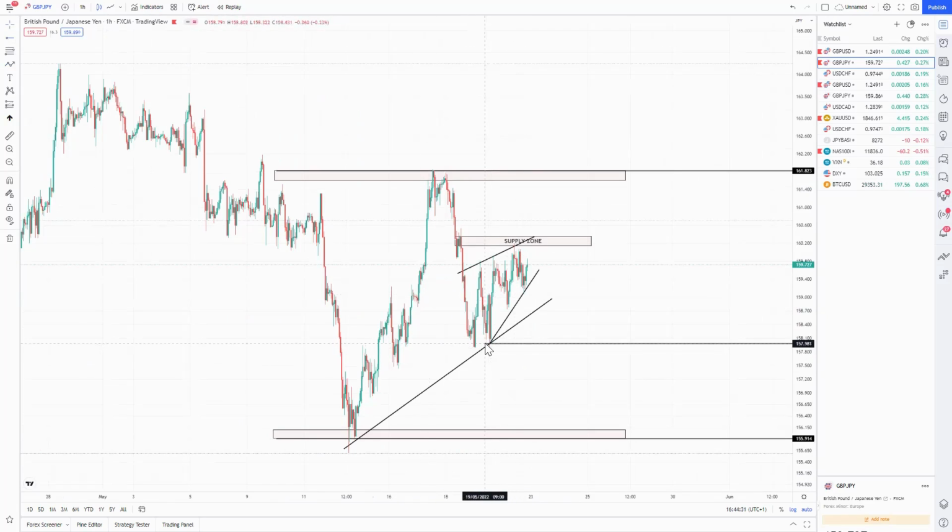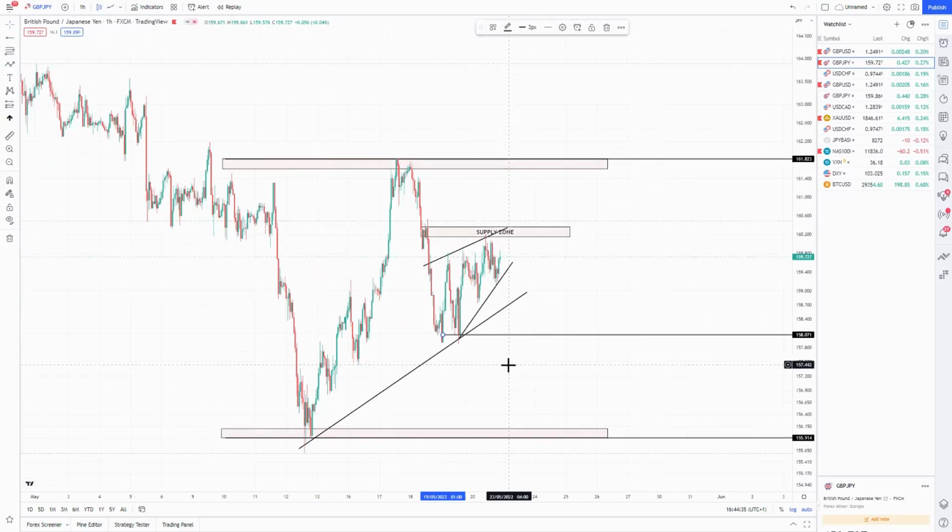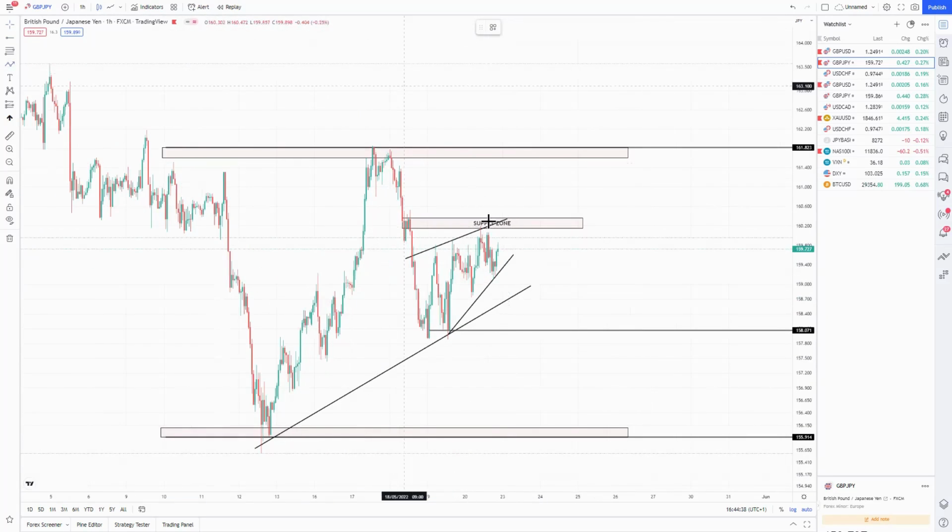Okay, we can also mark this support area there. So if price can react to this supply zone here, we can take a sell downward here and wait for a break below, retest and a continuation, and also take a buy downward. That's 2 entries. So that's 2 entries on GBPJPY.